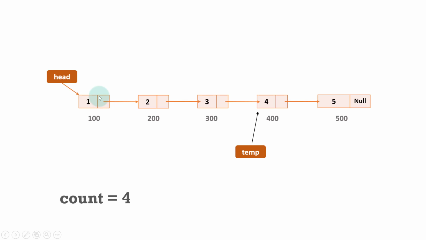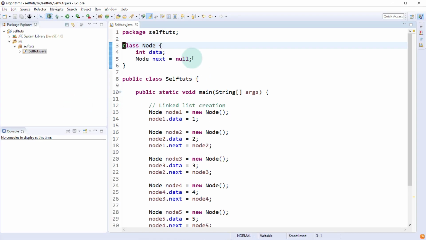In this particular linked list, this is a node and we have represented this node by using this class. This node has 2 properties, one is data and one is next. So these 2 properties are present in a node, and then this is the self.java file which contains the main method, which is the entry point of our application.